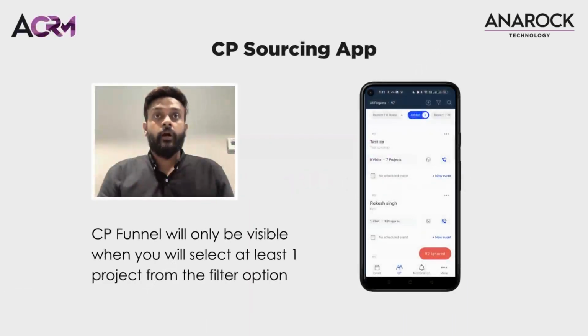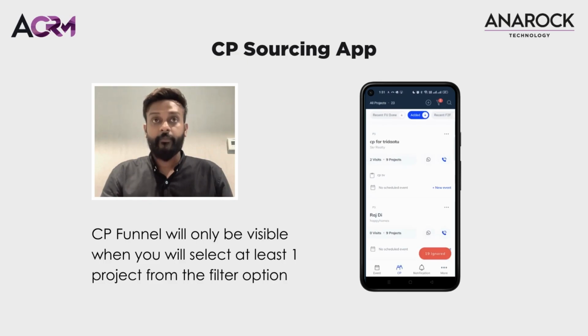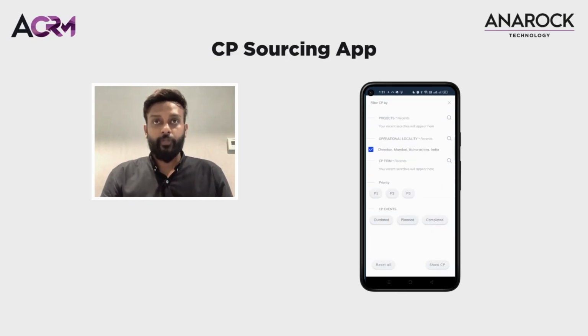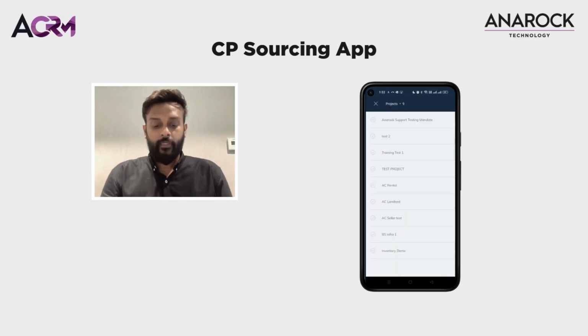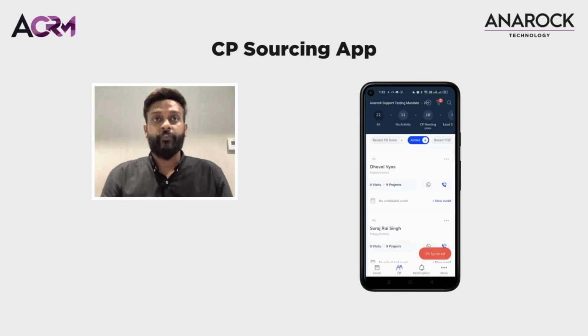Now I will show you how you can access the CP funnel. After applying the filters from the CP filter and then clicking on show CP, you can see the CP funnel. Here, please ensure that the project is selected. Let's say you have added a respective filter and not selected the project, then the CP funnel will not be visible. It is mandatory that you select the project, then add the respective filter and click on show CP. It will show you the CP funnel.